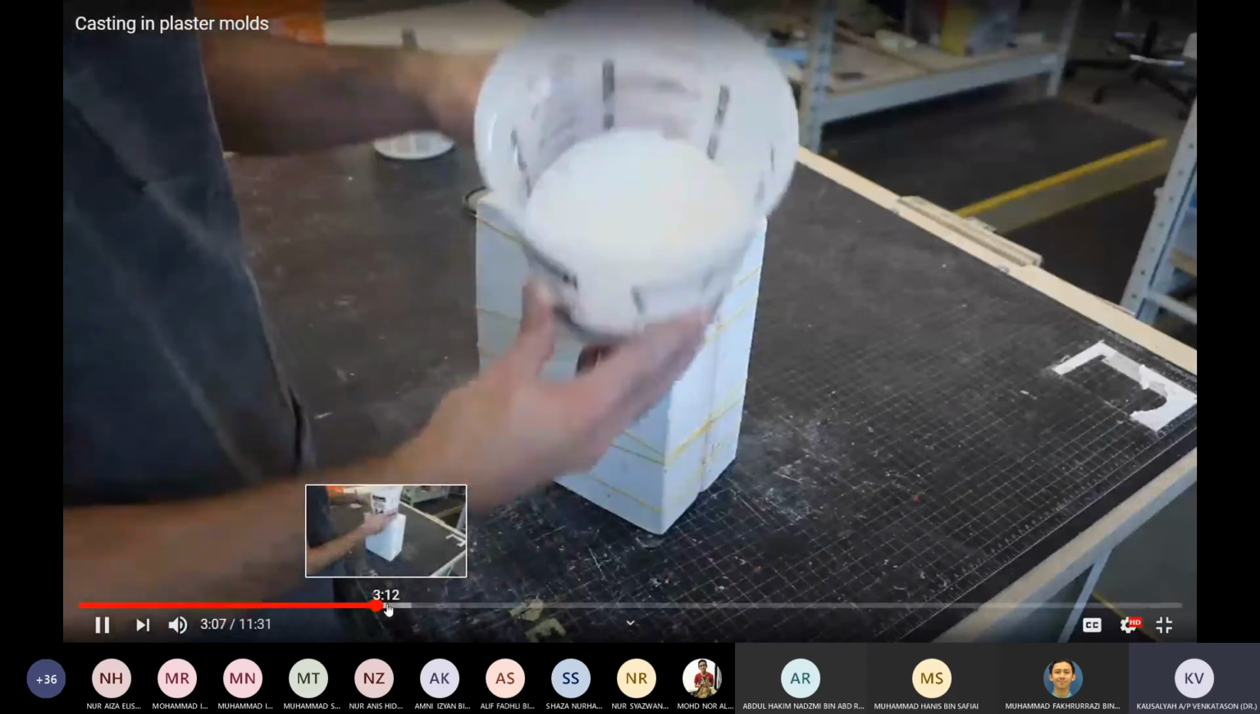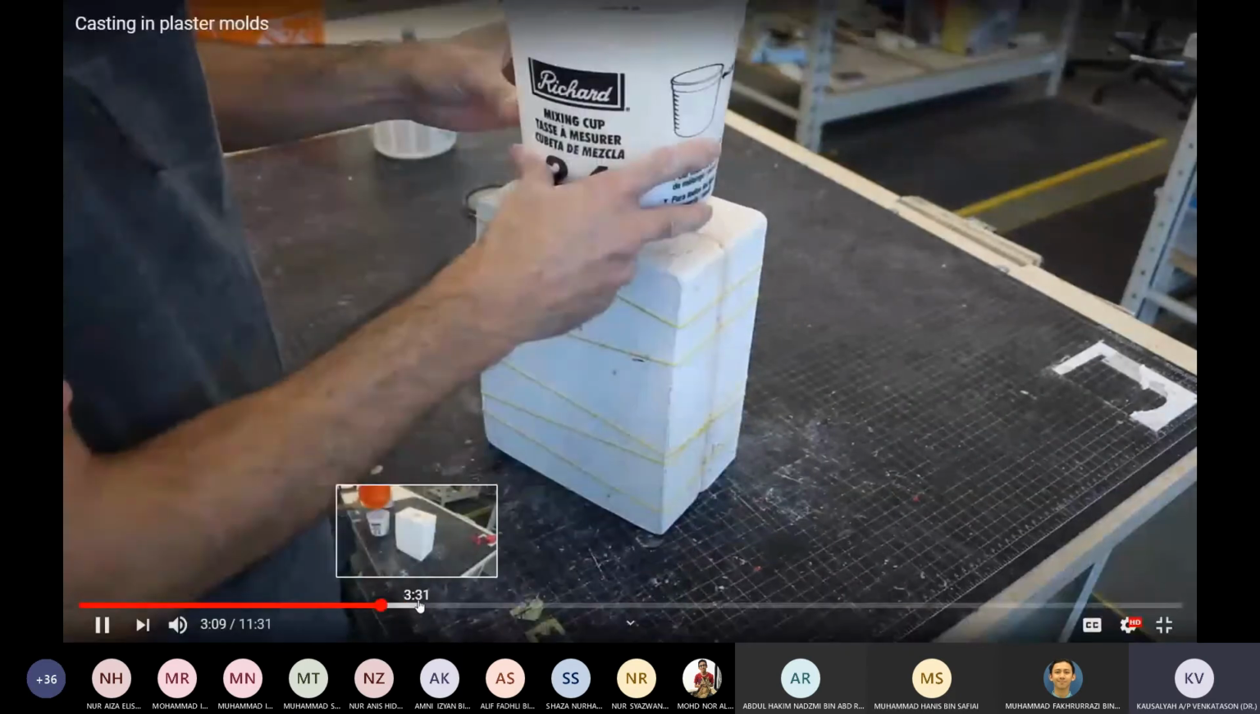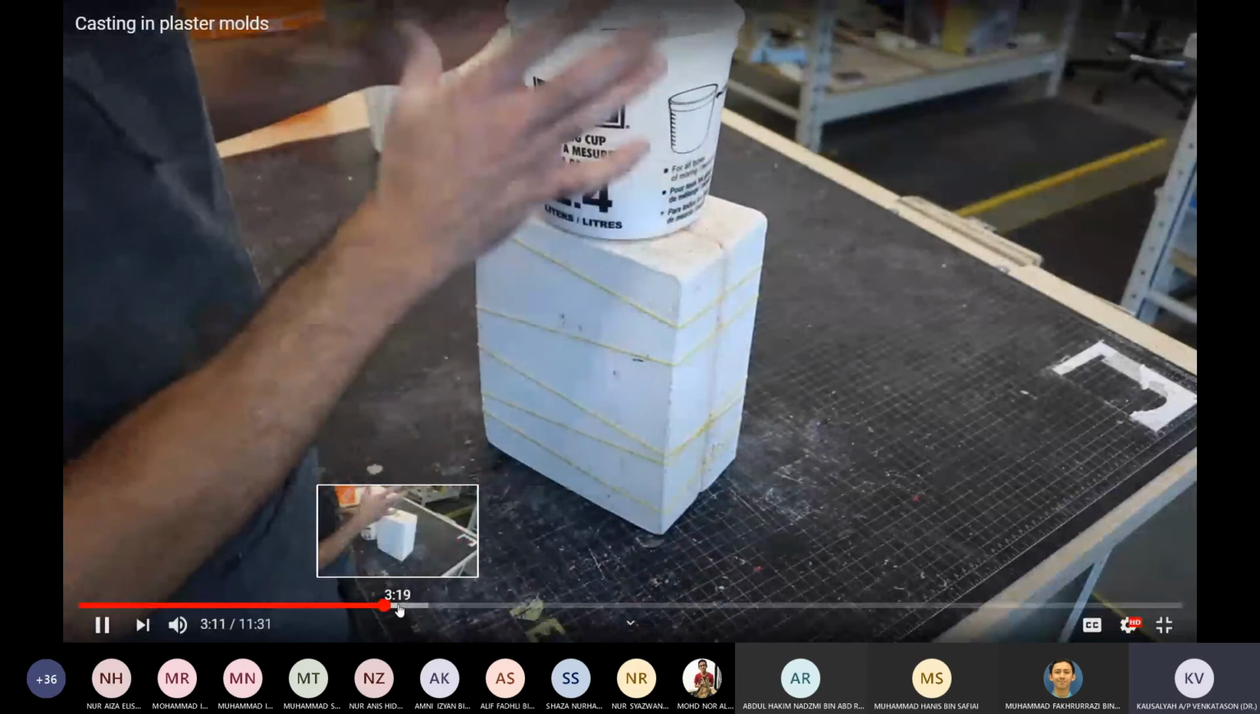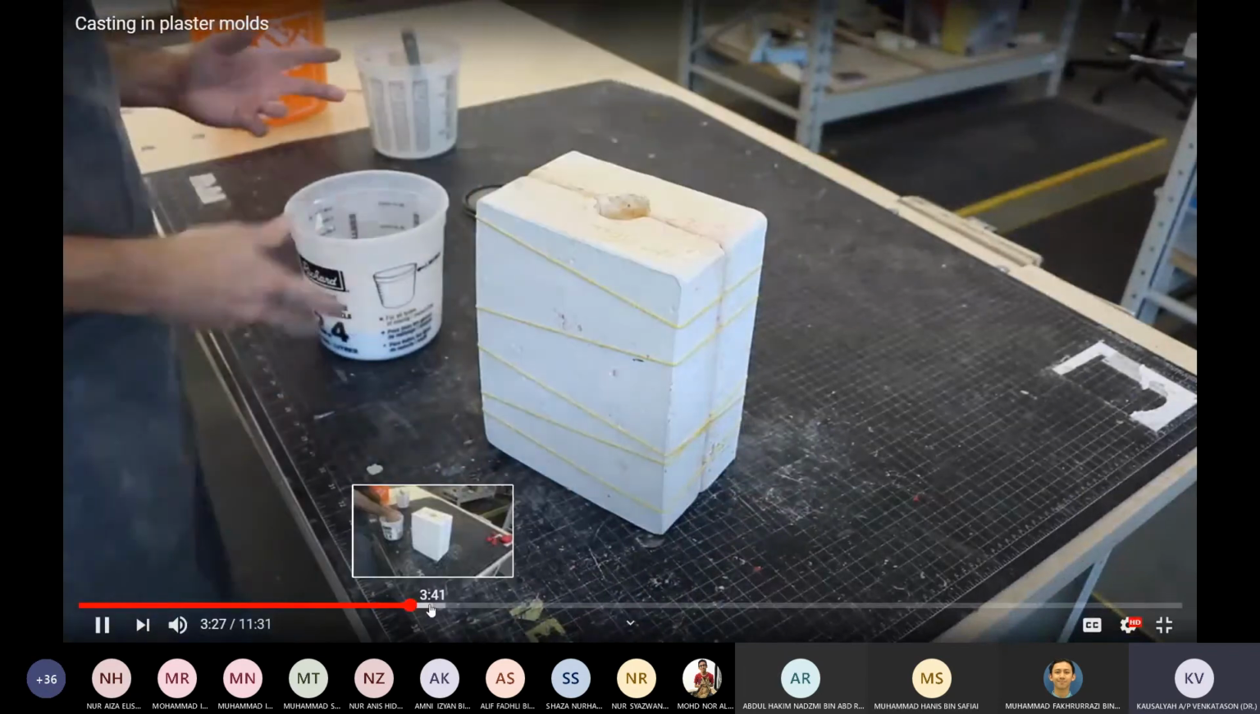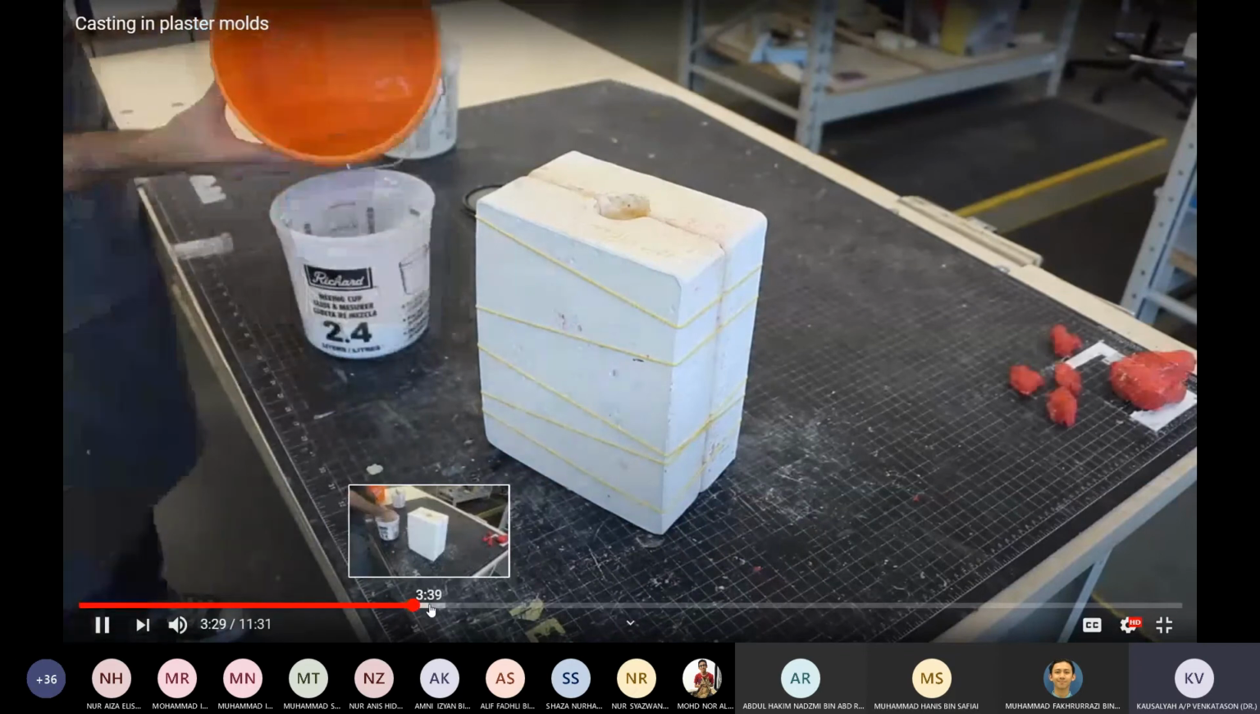I have here my plaster. This is the powder, the specific brand that I'm using. Just mix well and pour it, and hopefully everything will be good.